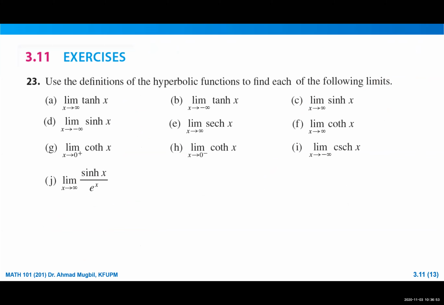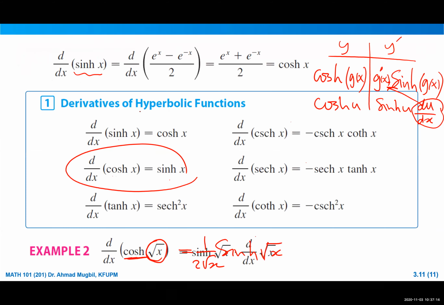Now, let's talk about the limits. Who can tell me what this is? What is the limit of tan hyperbolic x when x goes to infinity? Infinity? No. 1. Excellent. How do you know that it is 1? The range. You remember the graph.